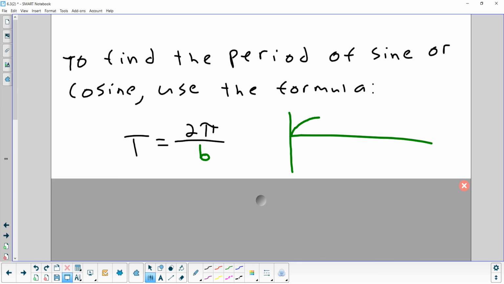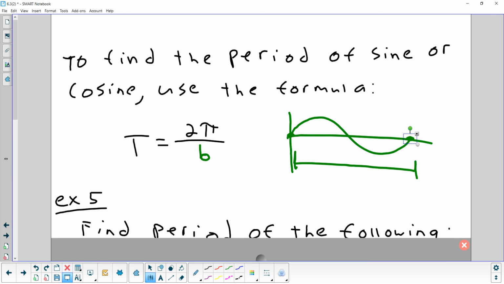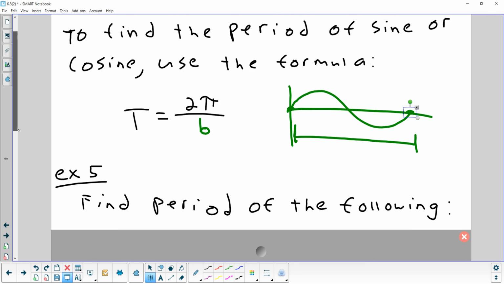So let's say here's your sine wave. And you did something to that graph to stretch or compress it. And you wanted to know, okay, I'm starting at 0. Where would I end for one cycle? That formula will tell you exactly where the first cycle ends, because it gives you the distance from here to here. All right, so think about what would happen in these examples.